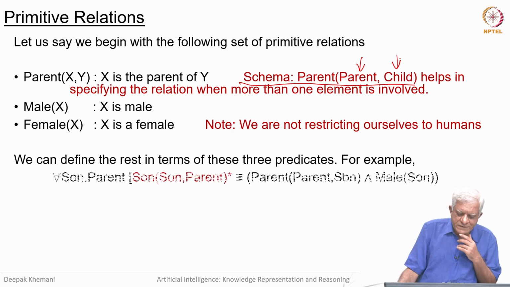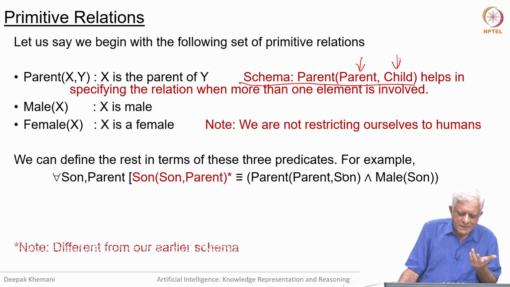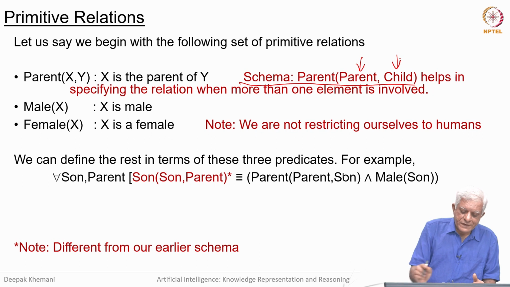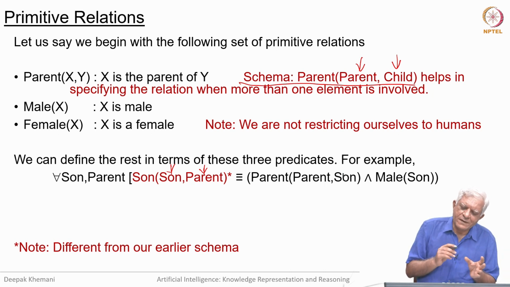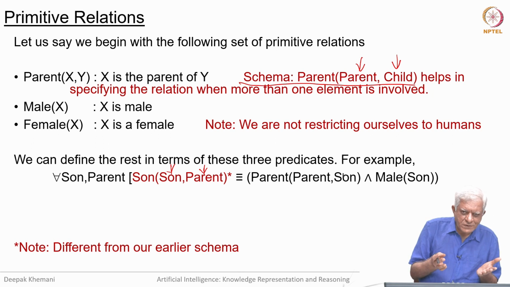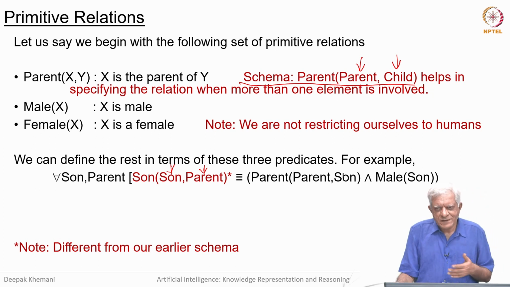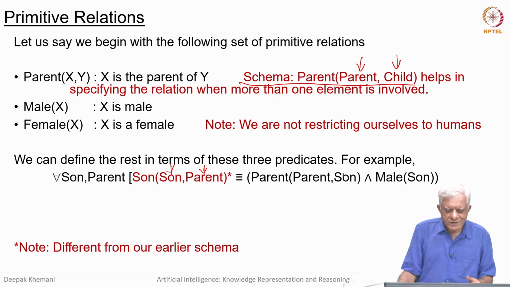So, we could define the rest of the terms in terms of these predicates. For example, we can define son as saying the first argument is the second son of the second argument. This is different from what we had said earlier, which is why I keep repeating that you could use both, but you must be consistent and you must be clear as to what your representation means essentially. So, one way to do it is to define it as a schema essentially.